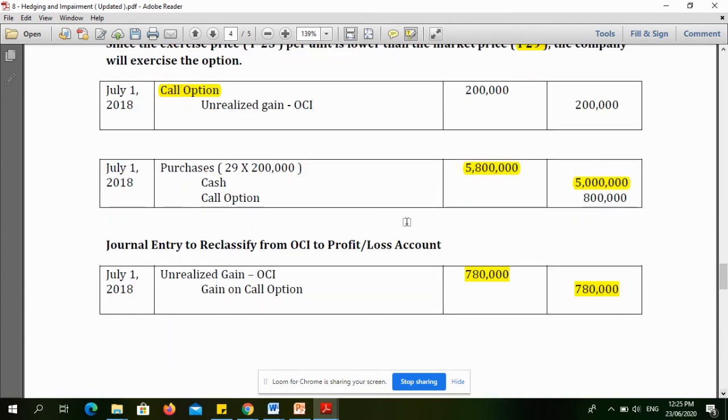Diba, napapansin natin, yung call option, medyo naging factor siya sa journal entry. So, this is true na nasettle natin siya on July 1, 2018 by a net cash payment. So, even if yung purchases 5,800,000, ang binayad natin 5 million pesos lang. Kasi merong call option. So, the condition number 3 is also met.